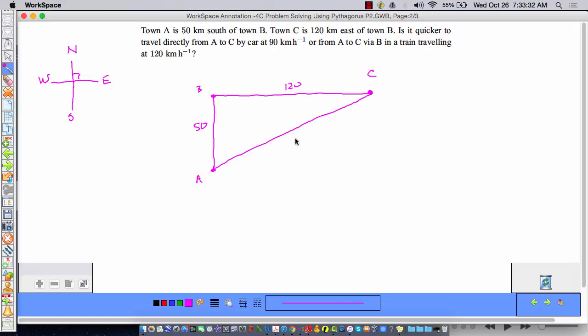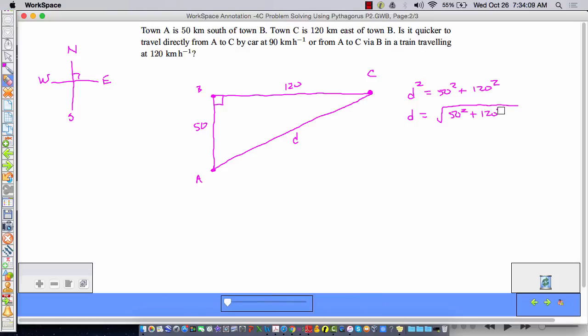At any rate, we have to find this distance, which I will call D. We have to find how far that is. Since the directions are perpendicular, north-south is perpendicular to east-west, we are going to use Pythagoras. So D squared is equal to 50 squared plus 120 squared, so D is going to equal the square root of that.